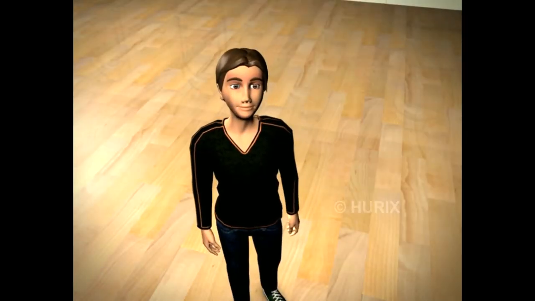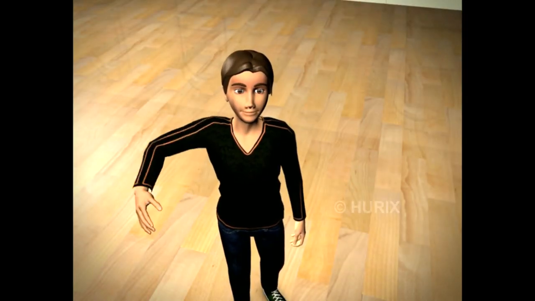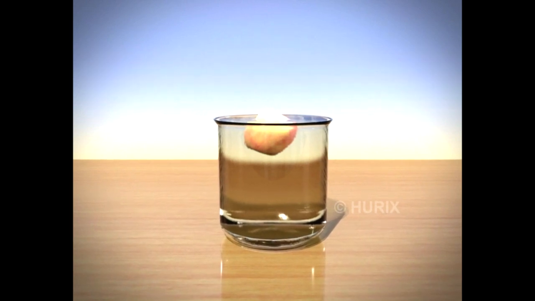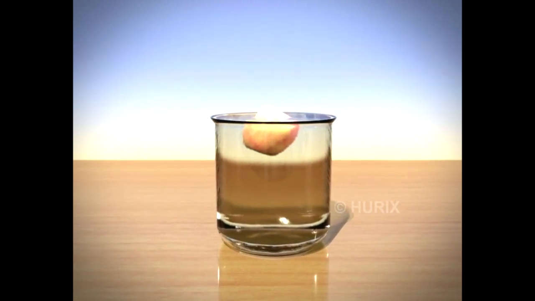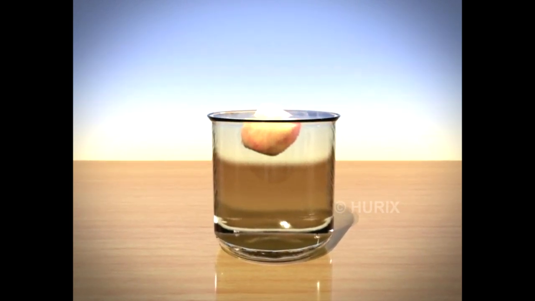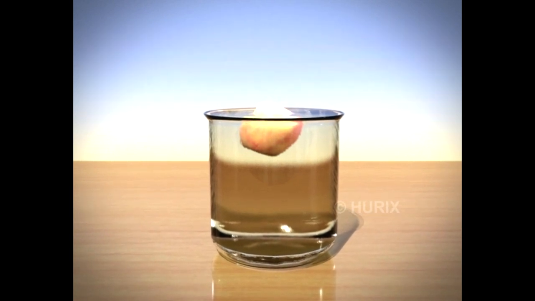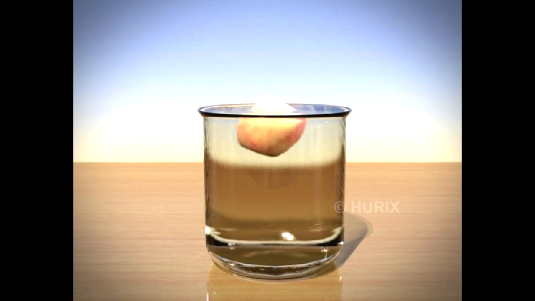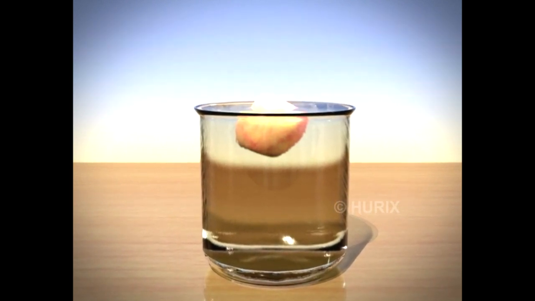Simply put, when you add an object to a liquid, it has to make room for it. So an amount of liquid equivalent to the weight of the object is moved out. The object, in turn, experiences an upward force equivalent to the weight of this displaced liquid. Can you think of any examples where you have noticed a change in the level of liquid after adding a solid to it?